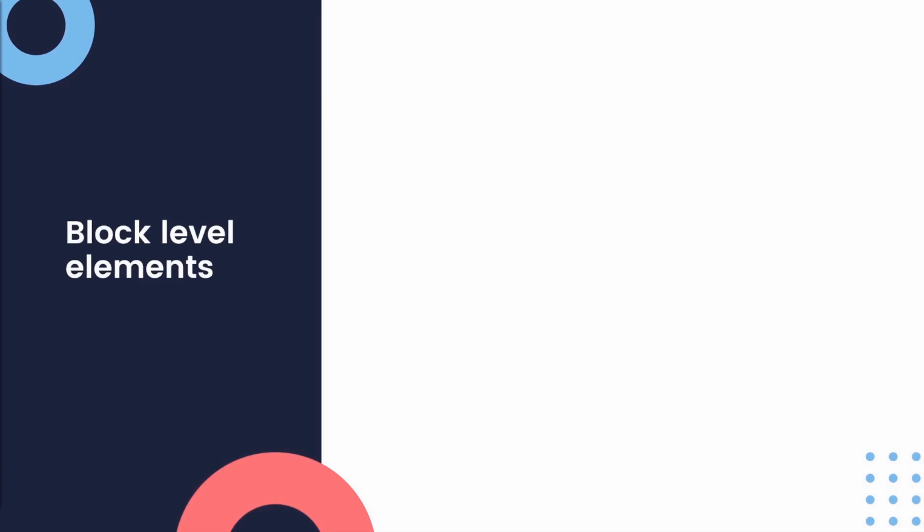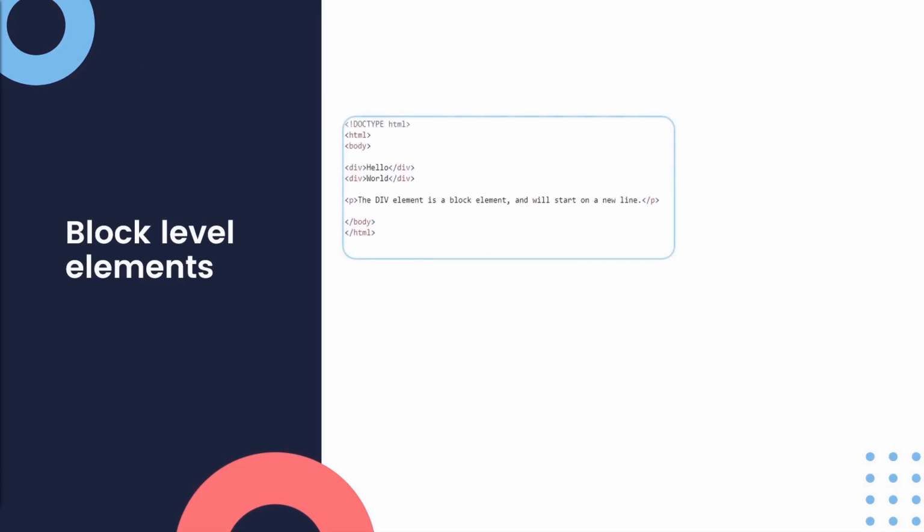And what we have here is a typical example of what a block level element in the code and the output would look like. In our code over here, we've got these two div elements. Okay, in the one div element, we've got this text that says hello. In our second one, we've got this one that says world. And then just below that, we've got a paragraph tag that says the div element is a block level element and will start on a new line. So let's have a look at what the output would look like for something like this.